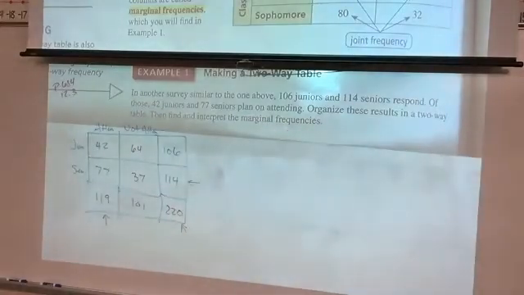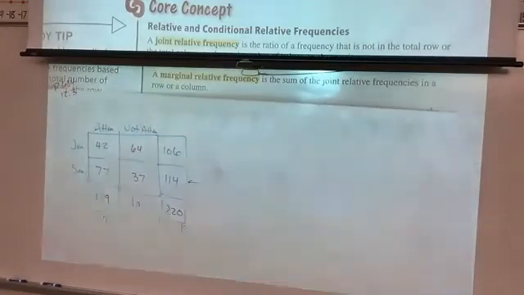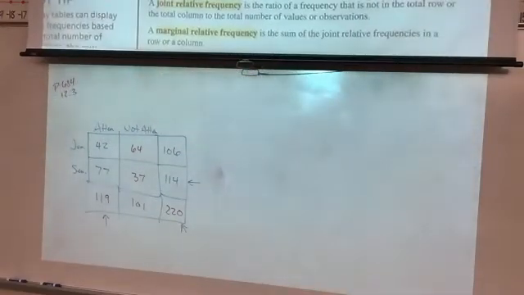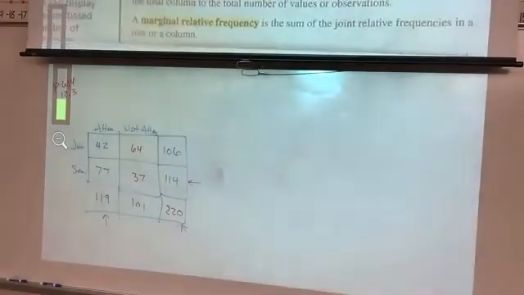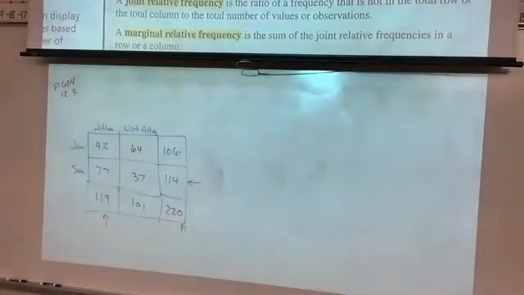All right, so that's our basic 2A table, but then we're going to go from there and talk about what's called a relative frequency. We've got a couple different relative frequencies here. There's one more that I'm hiding from you right now because I don't want to confuse you yet.